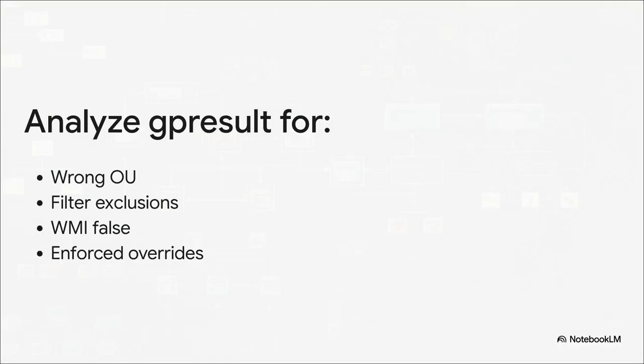Once you've got that HTML report open, there are 4 top logical failures you need to scan for. First, just check if the machine or user is sitting in the wrong OU. It happens all the time. Next, check security filtering. Was the policy restricted to a group they aren't in? Third, look at WMI filters. A bad WMI filter will silently block a GPO by returning false. And finally, always keep an eye out for those bulldozer enforced flags from a higher level that might be aggressively overriding the local settings you expected to see.